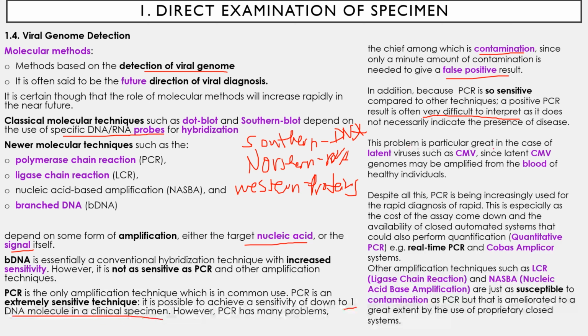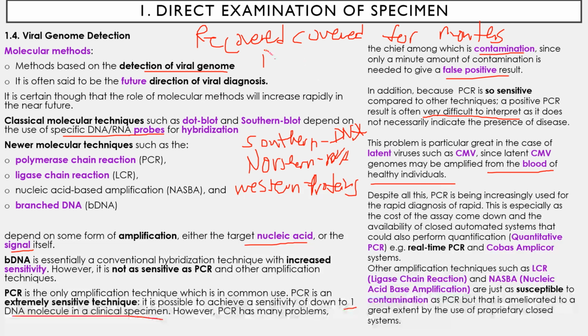This problem is particularly great in the case of latent viruses such as CMV, since latent CMV genomes may be amplified from the blood of healthy individuals. My case kasi, class, if you still remember, during the pandemic, let's say you're already recovered. May mga individuals kasi that have recovered from COVID 4 months na. Siguro nagka-COVID sila ng January. Tinest sila ng May. Positive pa rin sila sa COVID.